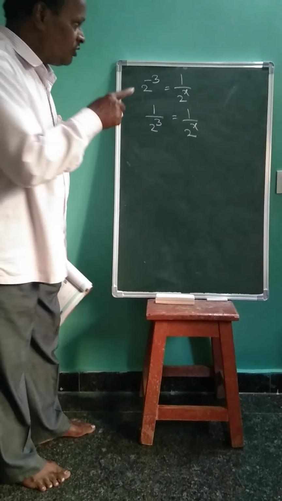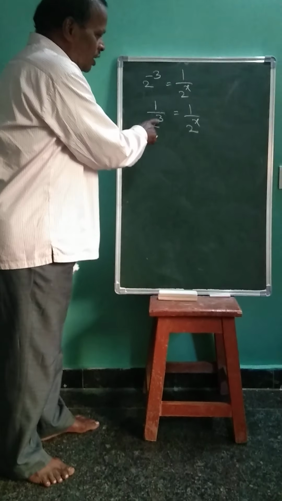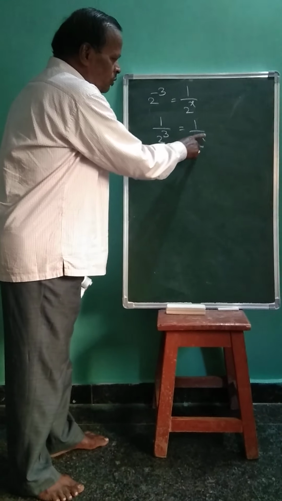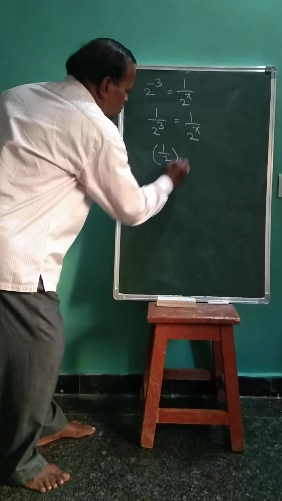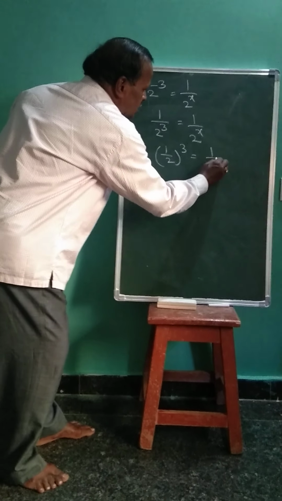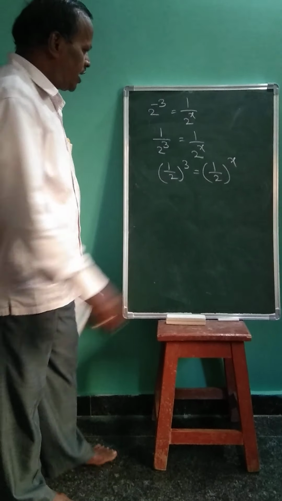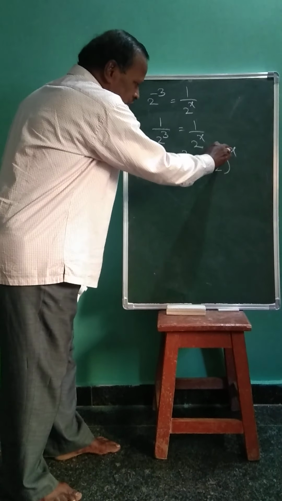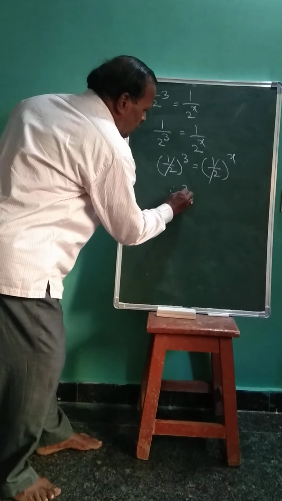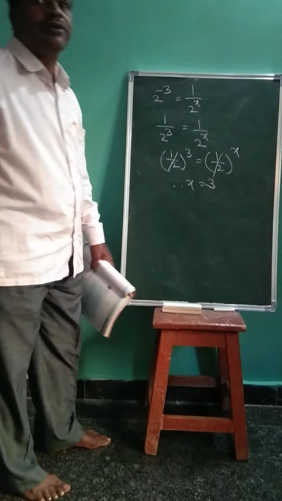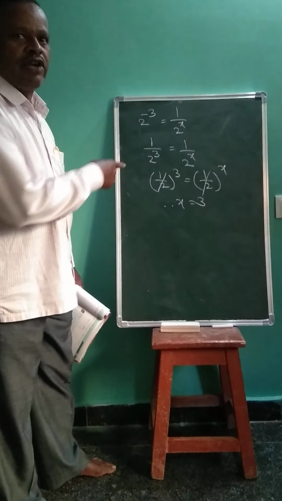I will show you again in two types. You see 1 by 2 power 3, 1 by 2 power x, means you can write it like this also. So 1 by 2, 1 by 2, in both cases the base is the same. So the exponents are equal. x is equal to 3. Like this we can simplify and find the value of x.